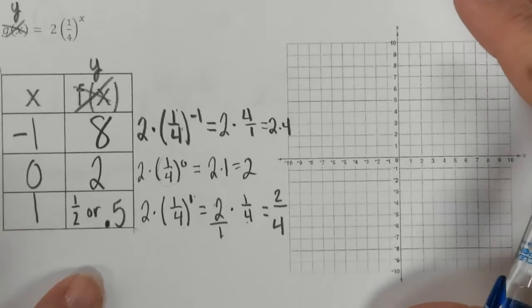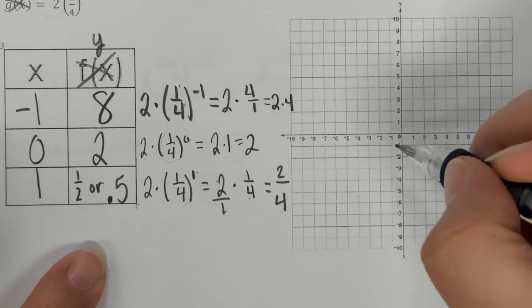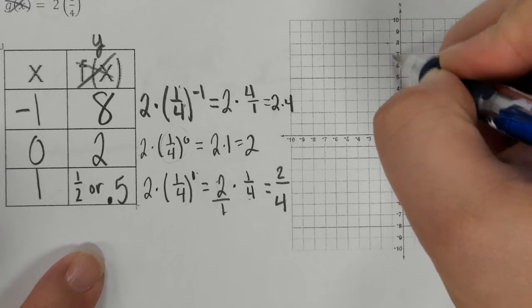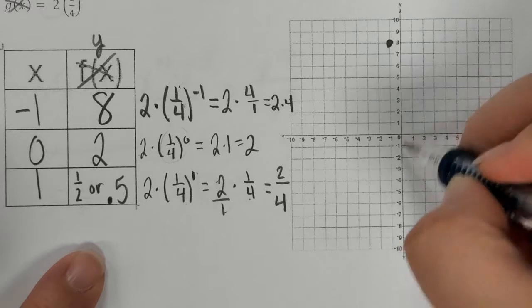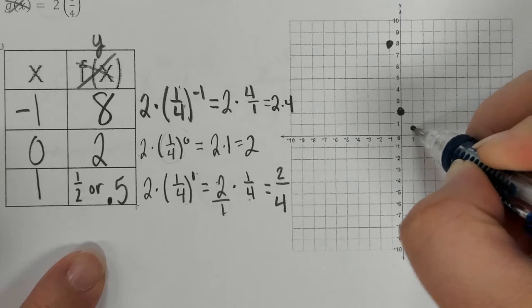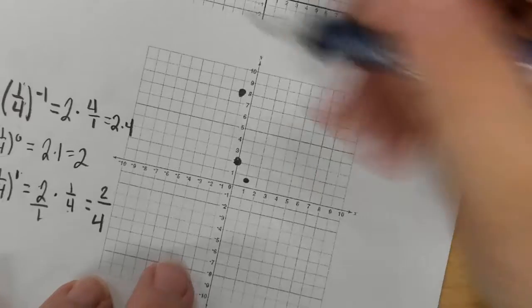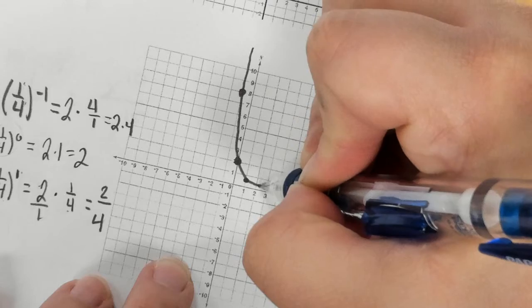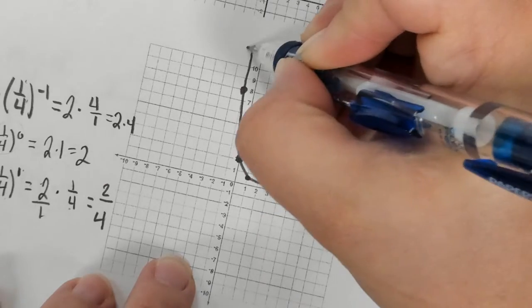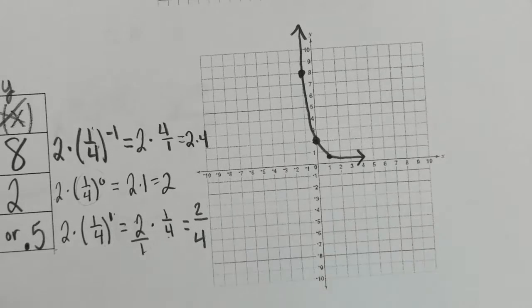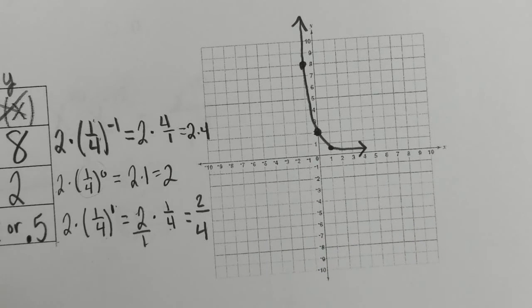So I'm going to go negative 1, 8, put my point, at 0, 2, and then at 1 I'm going to go up to the half mark. And then I draw that curve, getting really close to x, but not quite getting there. And that is it.